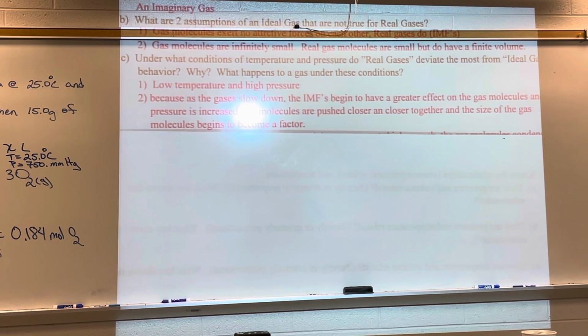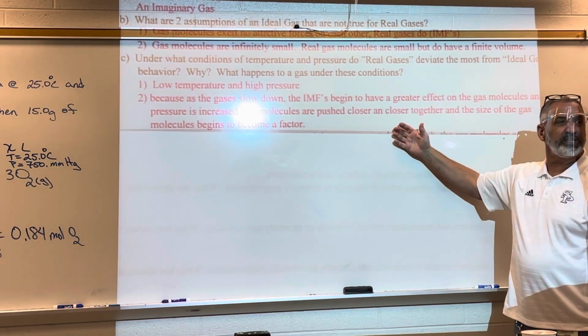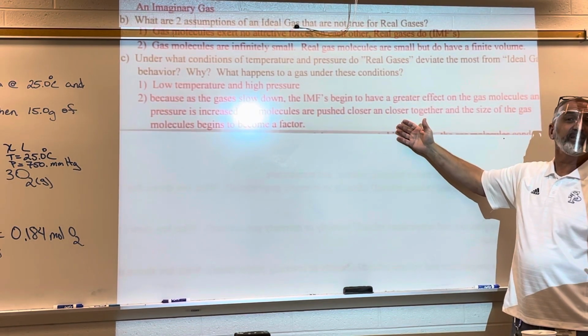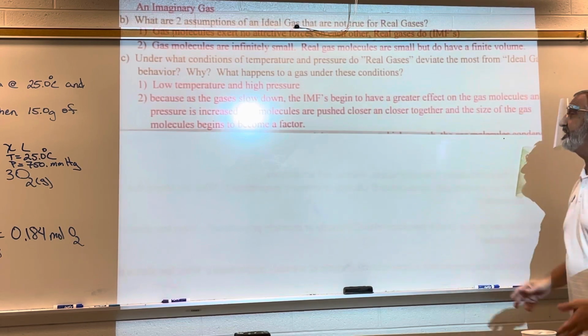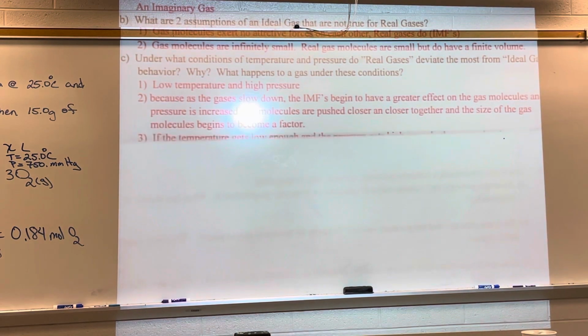Right? So the closer a gas is to becoming a liquid, the closer it is to its boiling point or its condensation temperature, the less ideally it behaves. And I think I said that.